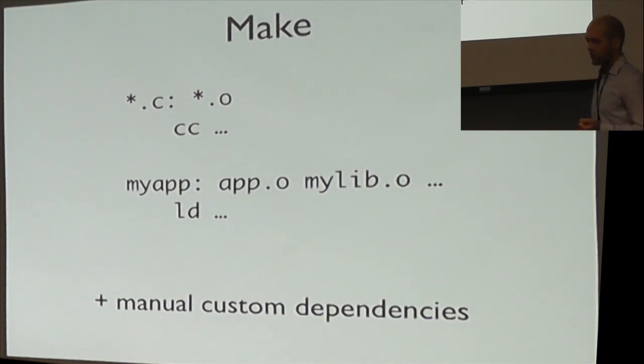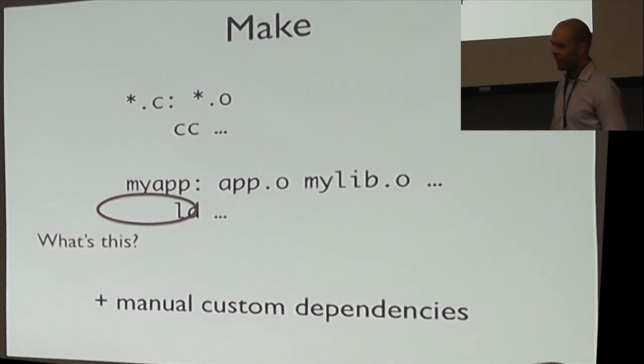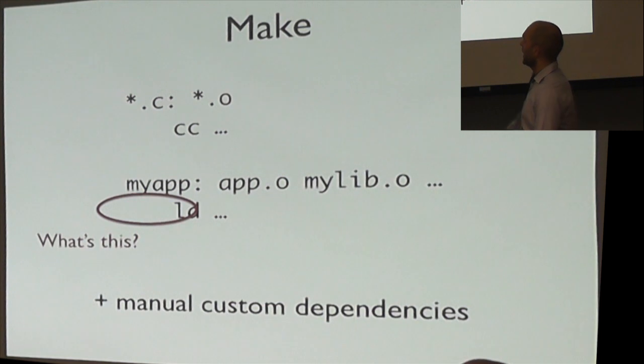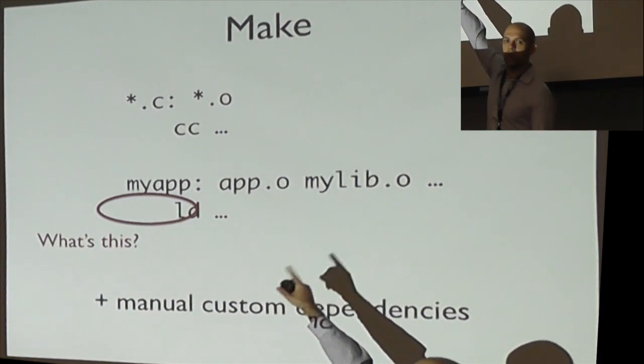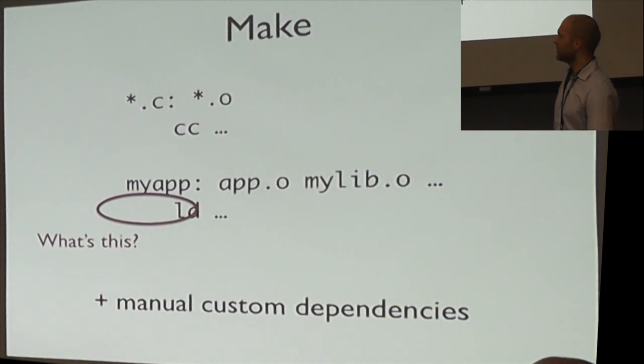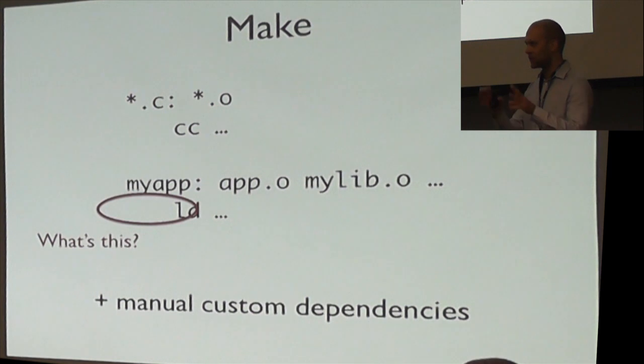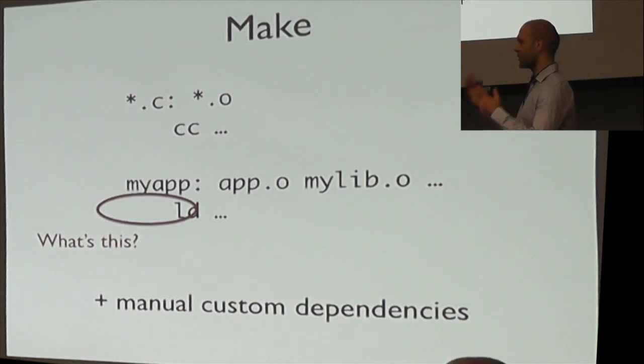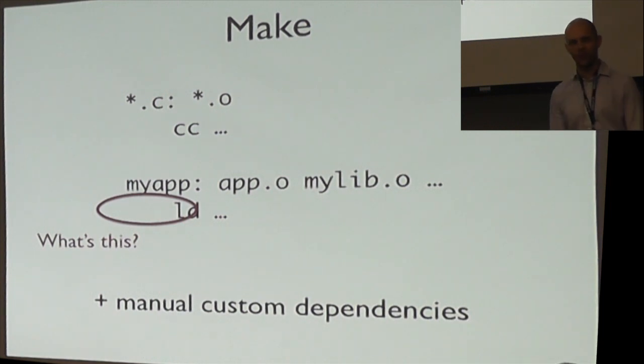And then, of course, you have to worry about this. This isn't really relevant to my talk, but I love complaining about this. What's this little white space there? It's a tab, yes. How do you know it's a tab in an old text editor which doesn't show you the actual symbols? You don't, and you spend ages wondering why your build doesn't work. It's because you've got a space in there instead of a tab.